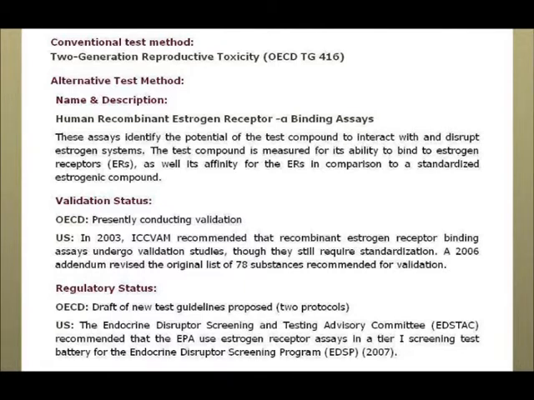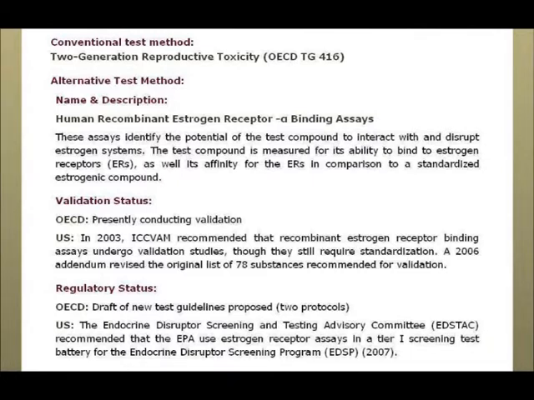Under validation status, it reads the OECD is presently conducting validation studies. In the US in 2003, it was recommended that recombinant estrogen receptor binding assays undergo validation studies, though they still require standardization. Under regulatory status, it says OECD, draft of a new test guideline proposed. So it does look like this test will be accepted by the regulatory authorities.